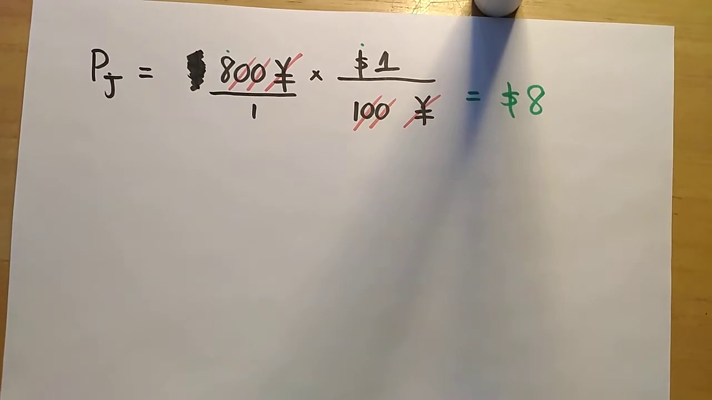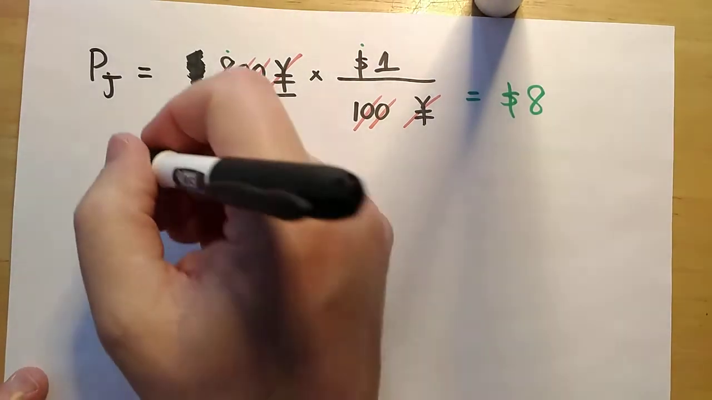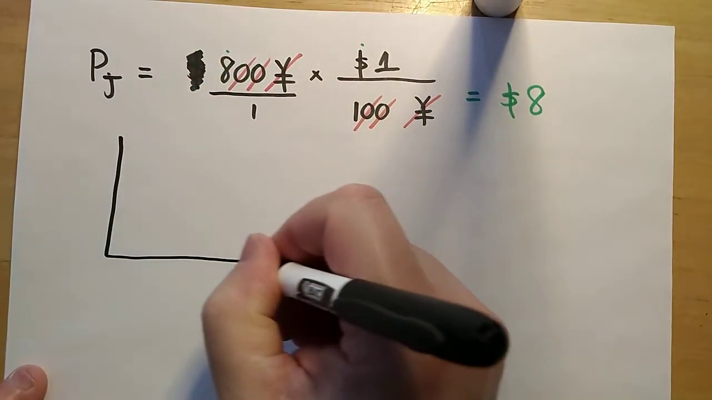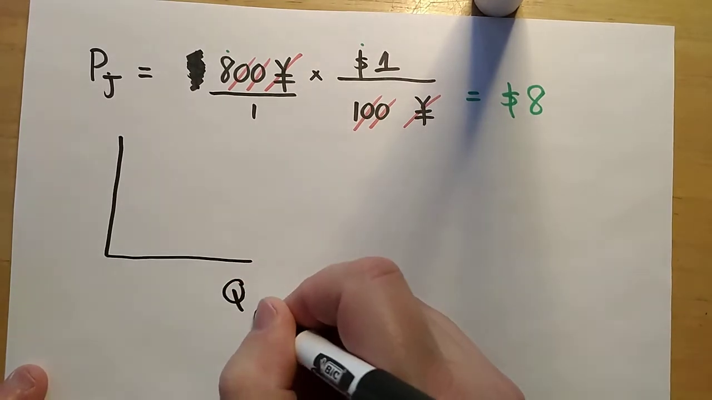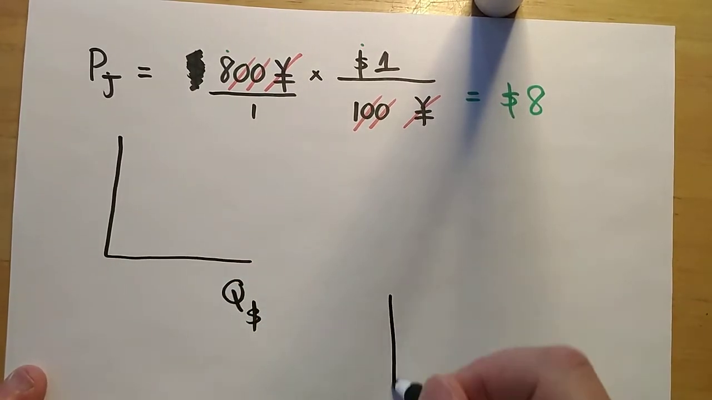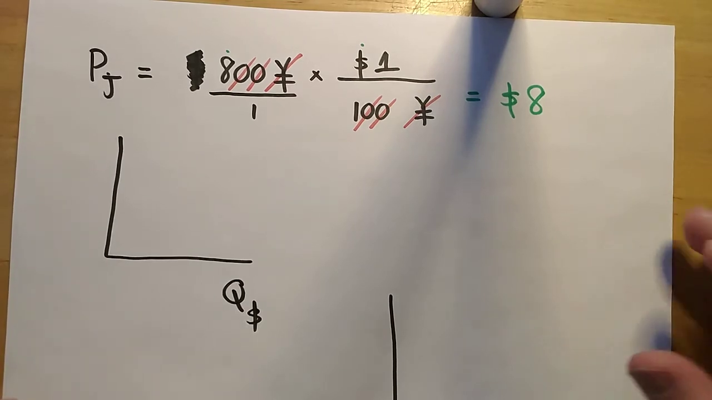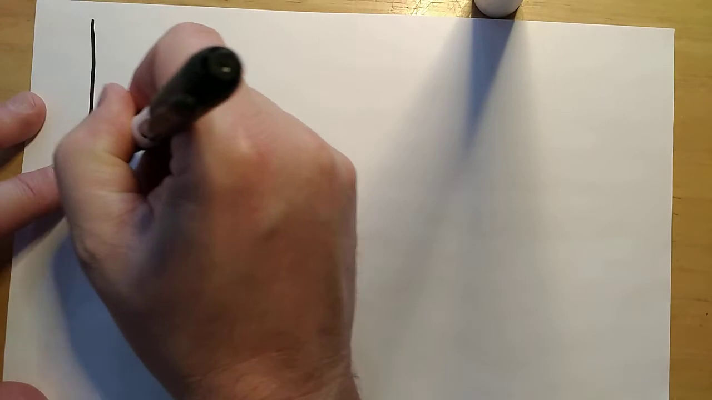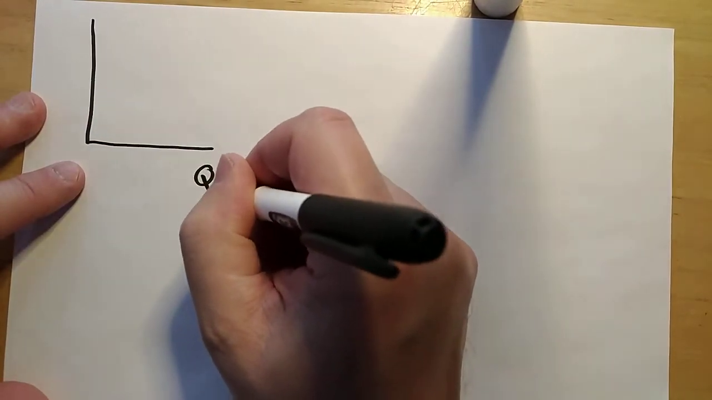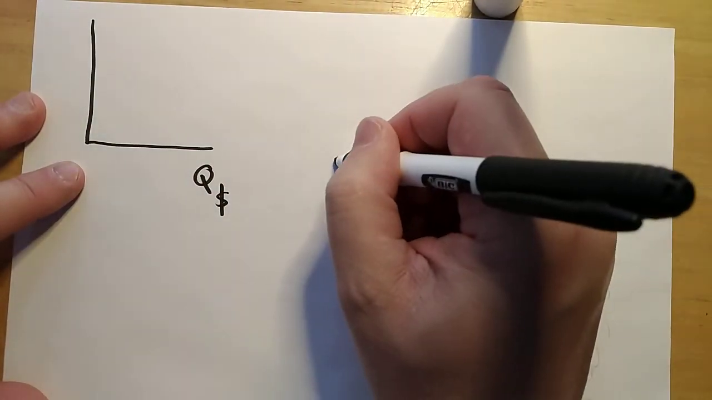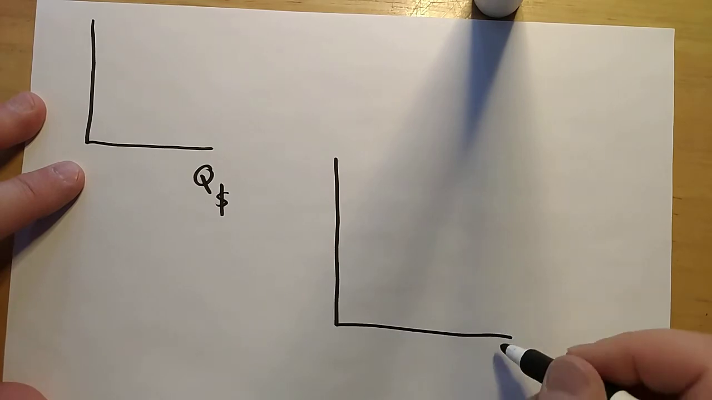So let me write this way, or draw this way. One would have the quantity of dollars here, and another one here would have the quantity of yen. And I think I've gone out of range of my camera there. So let me go to a new page. One would have the quantity of dollars here, and another one would have the quantity of yen over here.